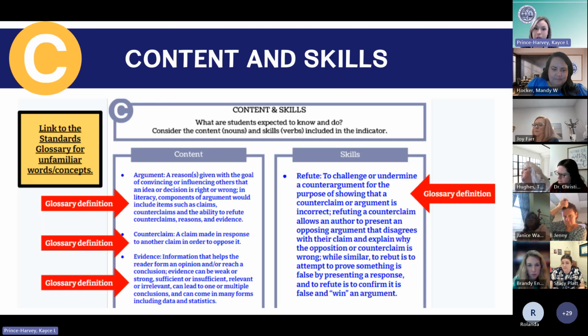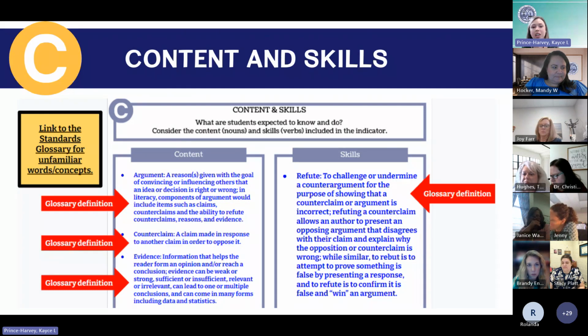I've pulled argument, right, because students are writing arguments, along with the definition. I've then pulled counterclaim with its definition and then also evidence. Then for skills, I've pulled refute, because that's going to be that big piece in that sub-indicator, to refute that counterclaim. So again, you see here the content and the skills with the glossary definition, and we also have a link to the standards glossary here to help with any unfamiliar words or concepts.